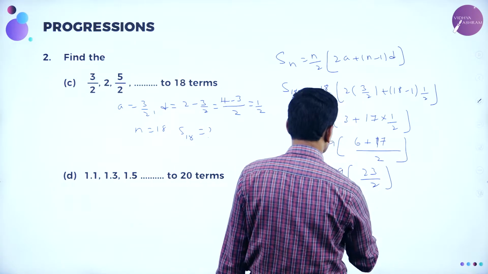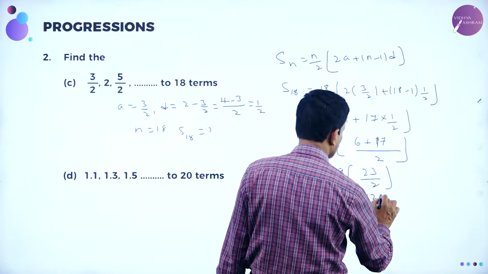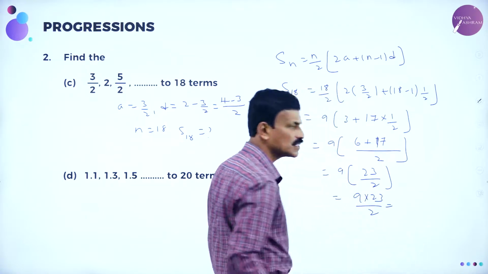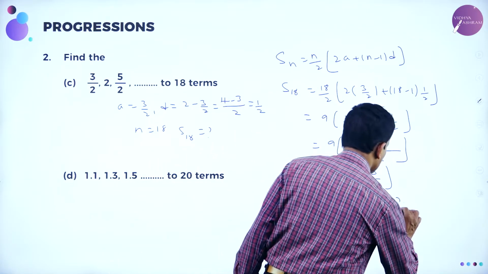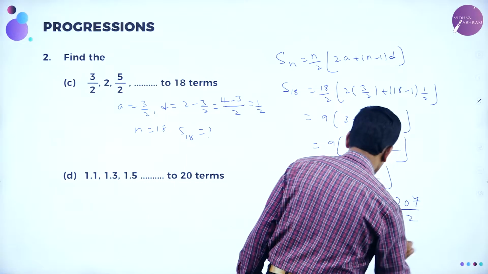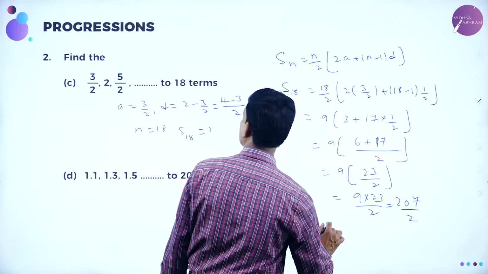Divided by 2. So 9 into 23 divided by 2. That's it. Multiply this. That's all. 23 into 9 is 207 by 2. That's it. So the required answer is therefore S18.